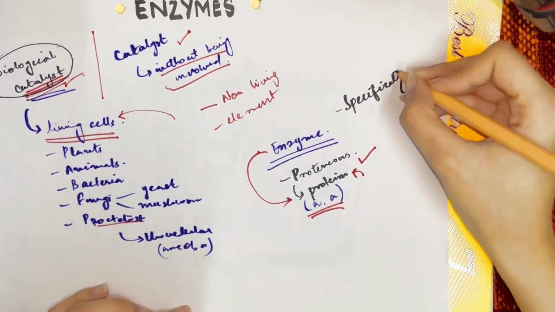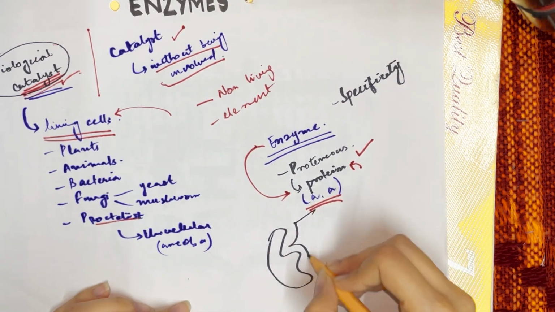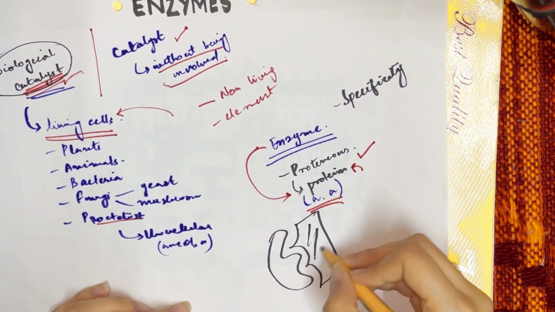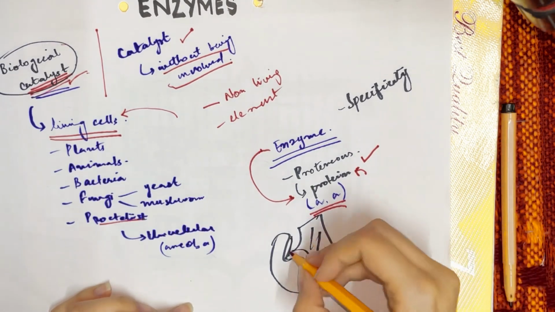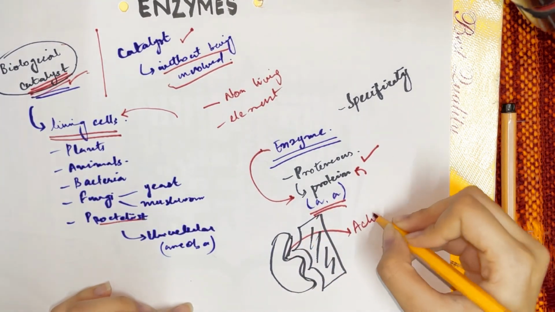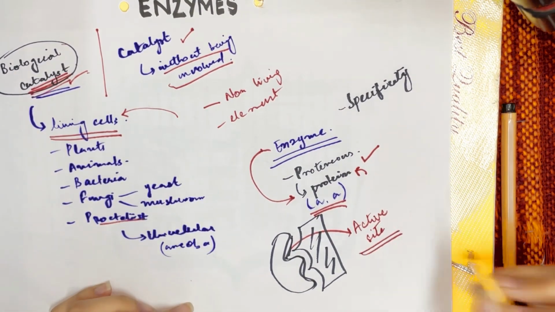Enzymes are very famous for their specificity because not all substrates can be attached to the active site of the enzyme. Let's discuss what is meant by an active site. I've discussed this in the previous video, but for review, we will discuss the active site.